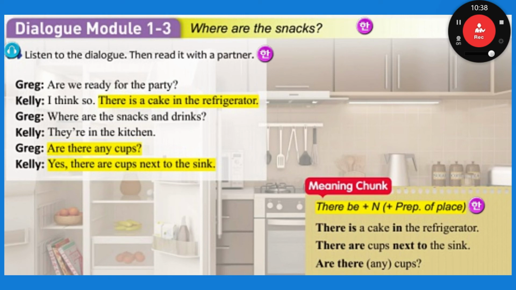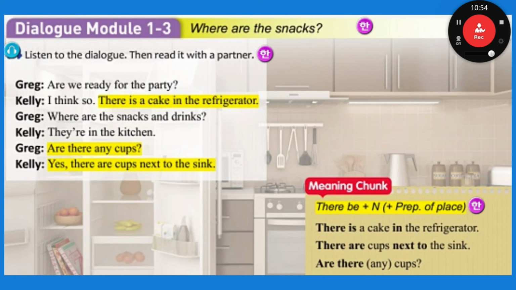Okay, listen and repeat one more time. If there's a word you don't understand, look it up in Papago or in another dictionary program on your cell phone and write the Korean on top. Listen and repeat one more time.